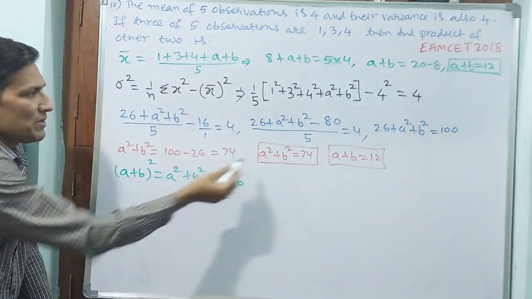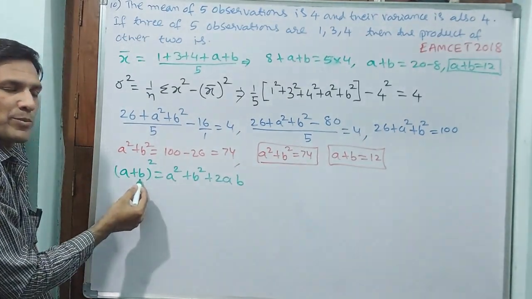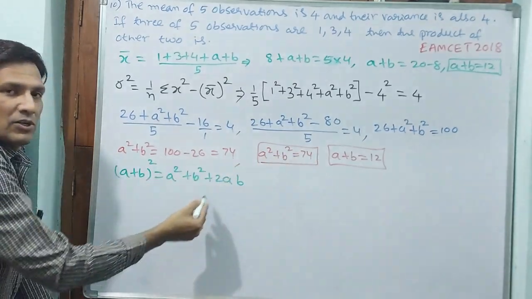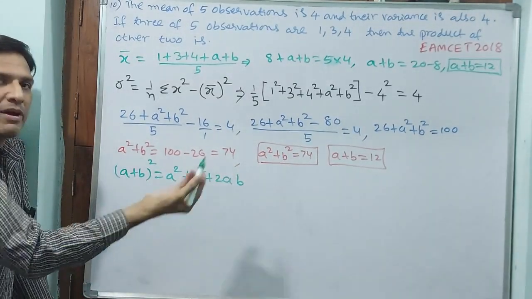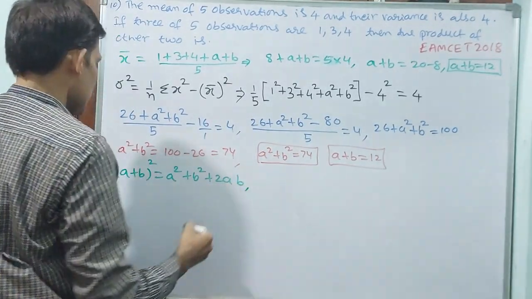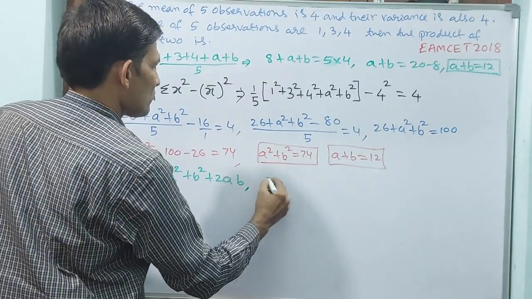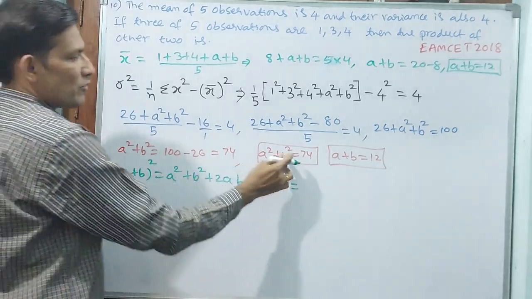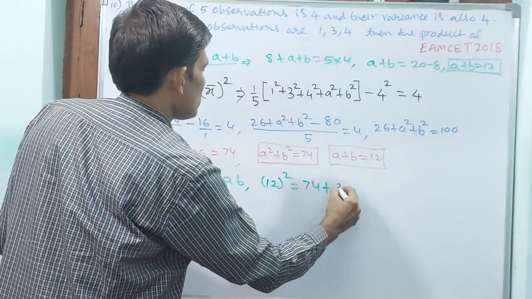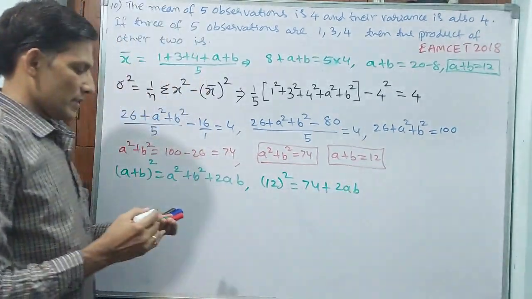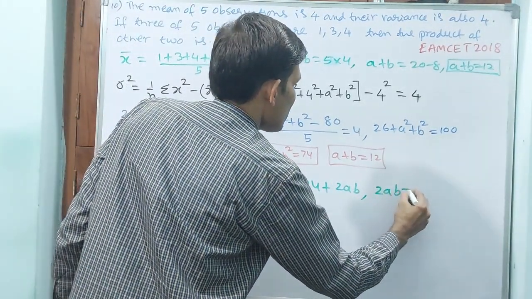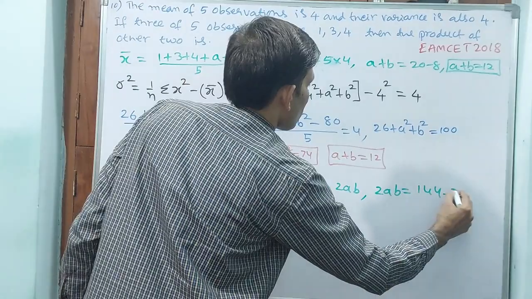See, you have got A plus B, square it. A square plus B square value you are having. 2AB you will find, then divided by 2 will be your AB. See, A plus B, 12 square, is equal to A square plus B square together, which is going to become 74 plus 2AB. Now you see, 2AB is equal to 144 minus 74.